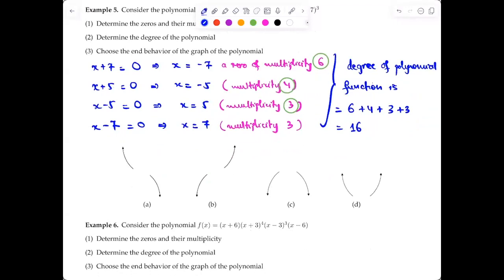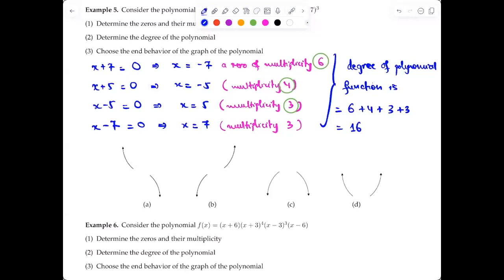Good. Now you look at part 3, to choose the end behavior of the graph of the polynomial function. So this is the multiple choice question. So it's A, B, C, or D. So remember, the end behavior is determined by the leading term, including the coefficients and degree of the polynomial. So this is the even degree, so you can ignore A and B.